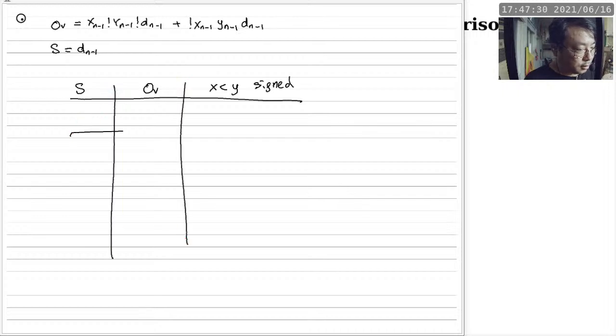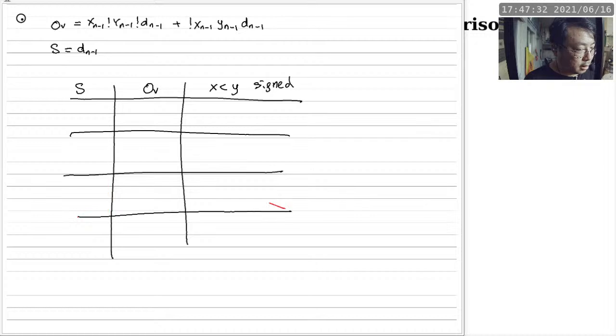Actually, I don't need it to be this big, but it's okay. So when overflow is false, when there's no overflow situation, we can trust the sign flag, the sign flag being the most significant bit of the difference. So if the sign flag says it's false, then we know that x is less than y is false. When the sign flag is a 1, then we know x is less than y is true.